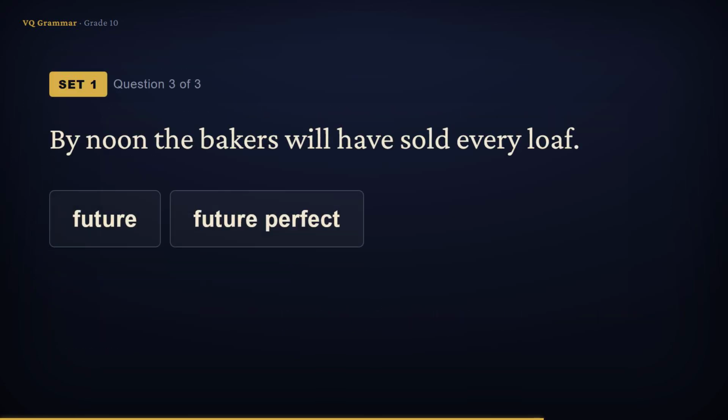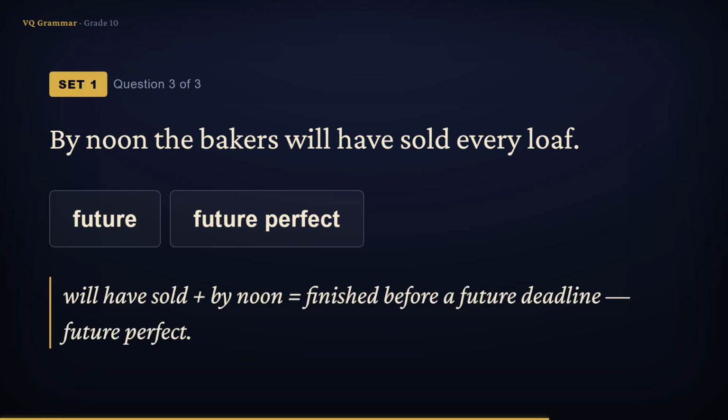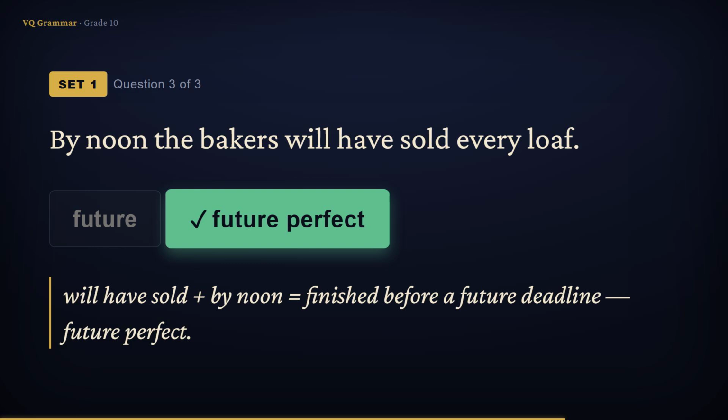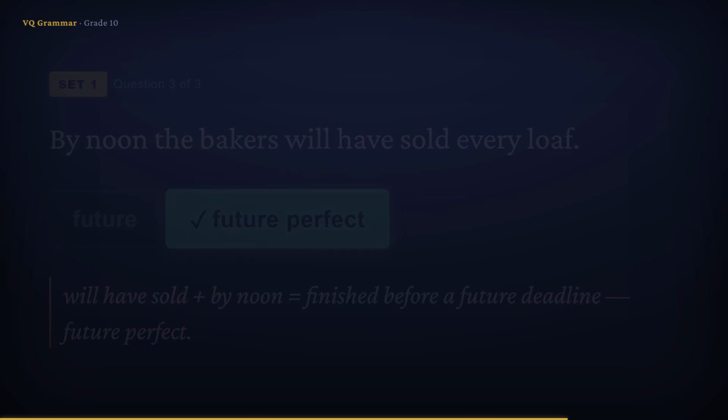By noon, the bakers will have sold every loaf. Two clues jump out. The verb is will have sold, and the phrase by noon sets a future deadline that the action must beat, finished before a future point. That makes it the future perfect.